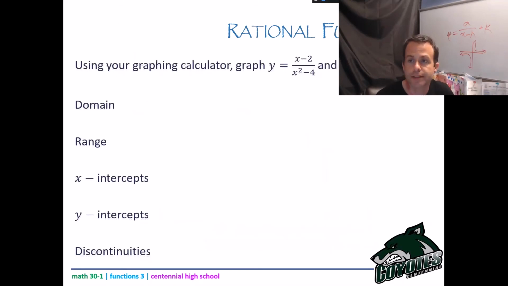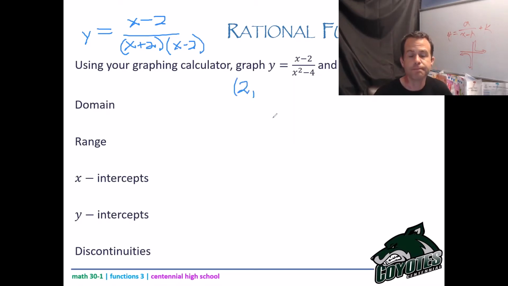Now let's take a look at x minus 2 over x squared minus 4. You're going to look at this and say, let's factor this. If I factor that, that'll be x minus 2 over x plus 2, x minus 2. So let me just write that down for a sec. That'll be y equals x minus 2 over x plus 2, x minus 2. Now, you're going to say right away, I've got an x minus 2 on the top and on the bottom. So that tells me I have a point of discontinuity at 2 comma something.